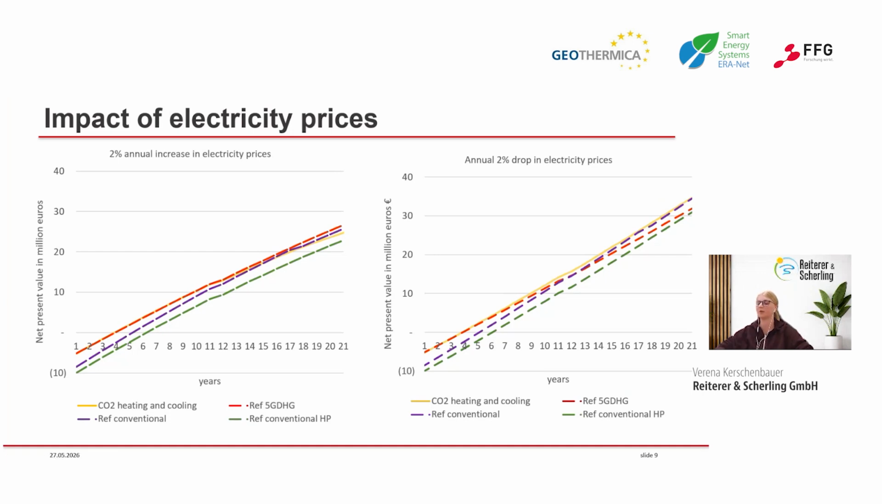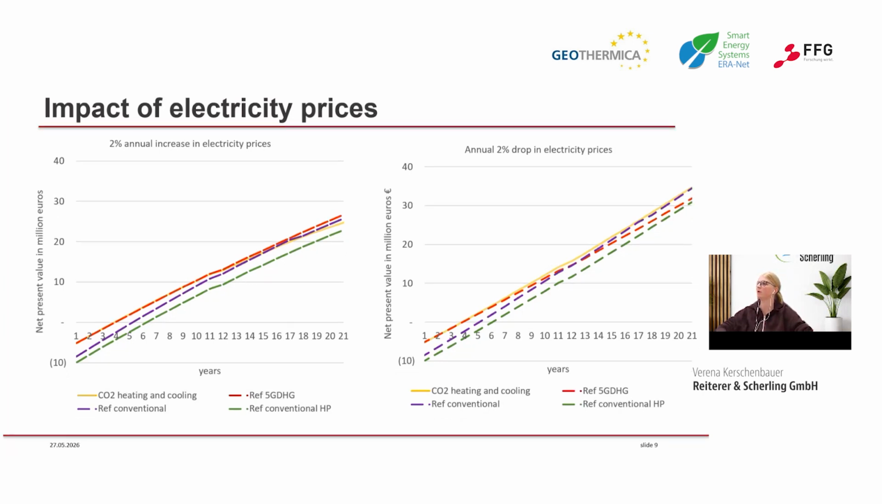On the other side, we have the annual drop of 2% in electricity prices. Here you can see that the CO2 heating and cooling case, and also the conventional scenario, have the highest profitability, so we have nearly the same results as when we don't change the electricity prices. What can also be said about this slide is that the CO2 heating and cooling case is highly dependent on electricity price: when we have this increase, it's nearly worse than the conventional and the 5G DHG, and when we have this drop, it's nearly the best.